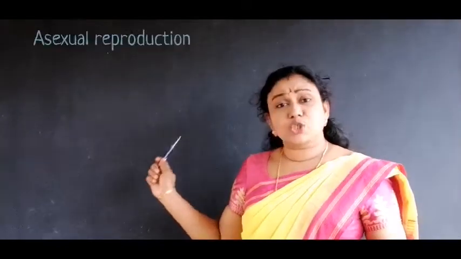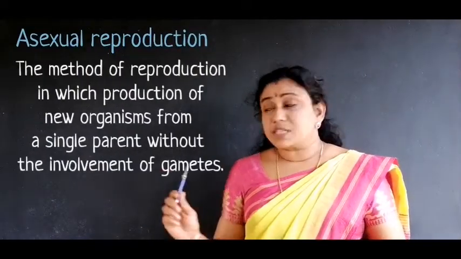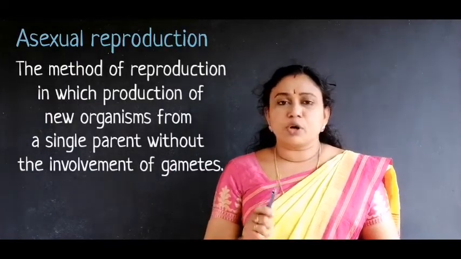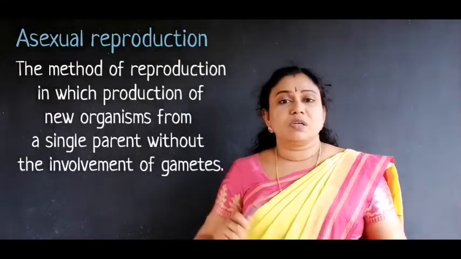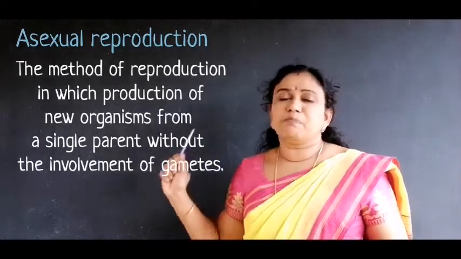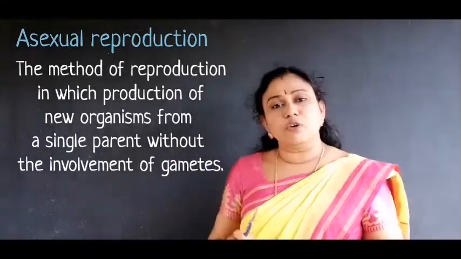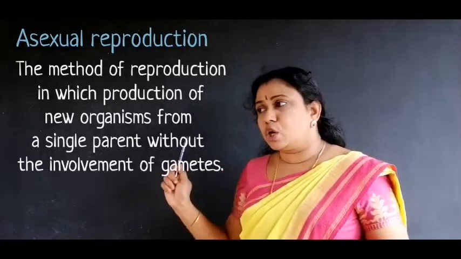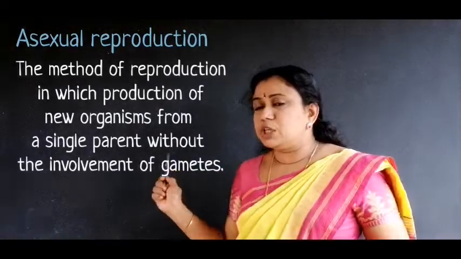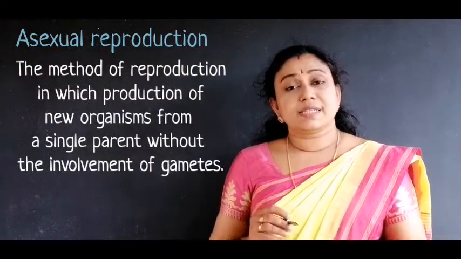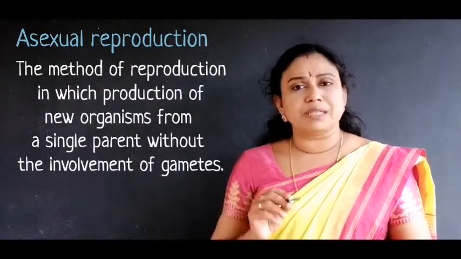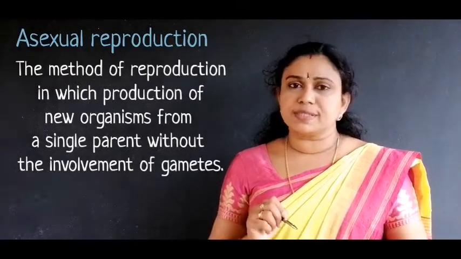Now, what is asexual reproduction? Asexual reproduction is the method of reproduction in which new organisms are produced from a single parent without the involvement of sex cells or gametes. The gametes are not produced in this method of reproduction. This is the simplest method of reproduction. There are different methods by which organisms reproduce asexually.